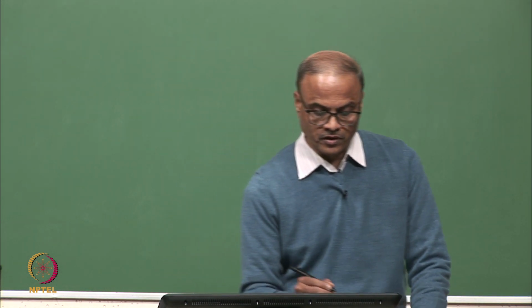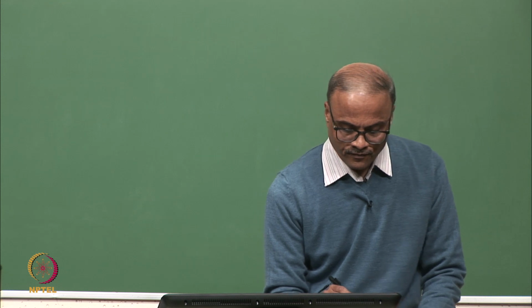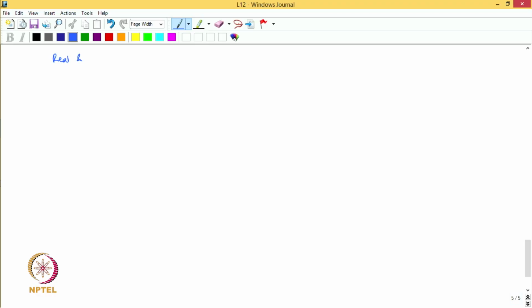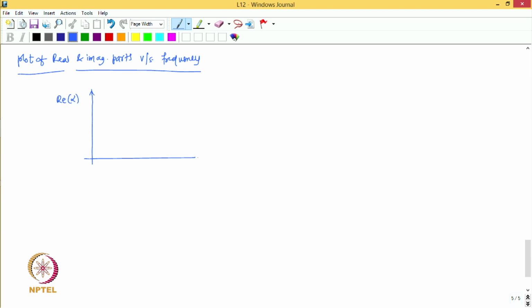Another plot which is used is the plot of real and imaginary parts versus frequency. So in this case, in the first plot, we plot the real part of the FRF as a function of frequency, and this plot may look, for a single degree of freedom system, something like this.